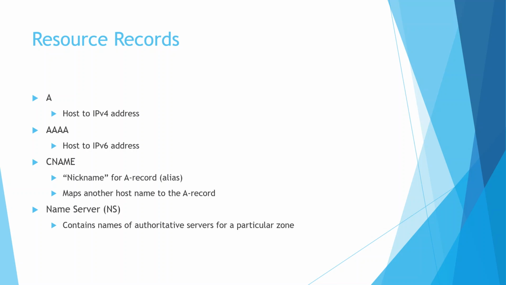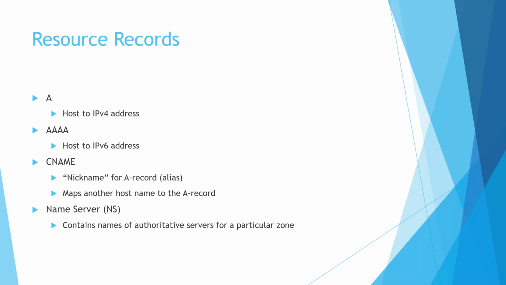So we have A records. A records are going to be our traditional DNS record. They're a host to an IPv4 address. Okay, so keep that in mind. A is IPv4, host to IPv4 address. Then we have the quad A record, which is going to be a host to IPv6 address.